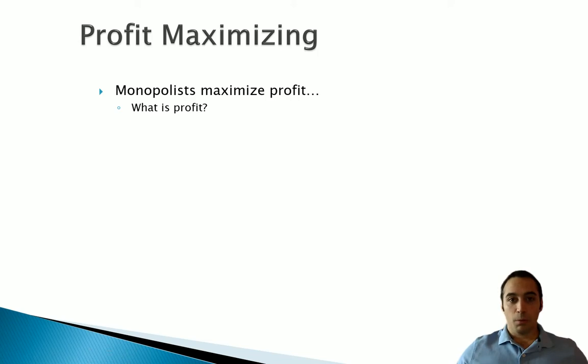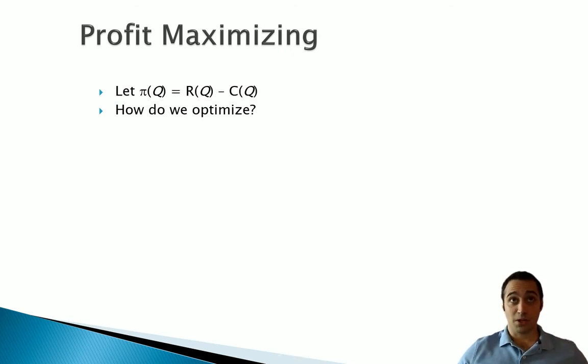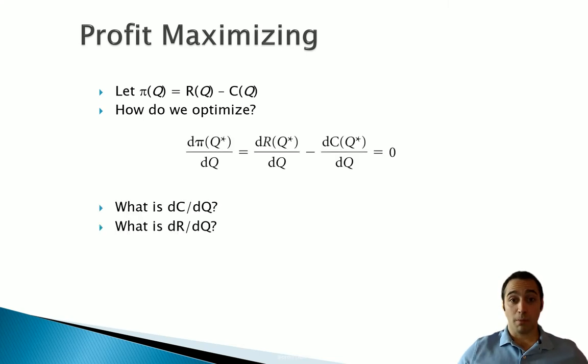So we're saying monopolists set Q to maximize profit. So let's think once more, what is profit? Hopefully you remember that profit, as a function of quantity, is just revenue minus cost. So going through our favorite exercises again, how do we optimize this? Hopefully you'll remember that we should be taking the derivative of profit with respect to Q, which means looking to maximize the difference of revenue and cost, dQ.